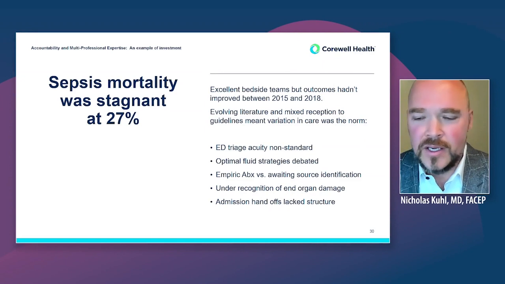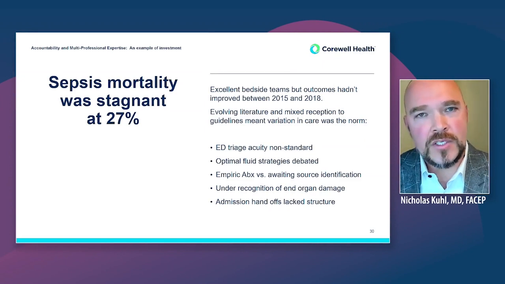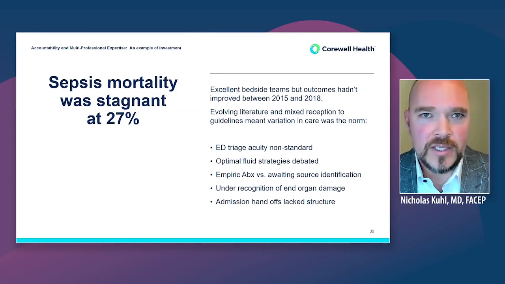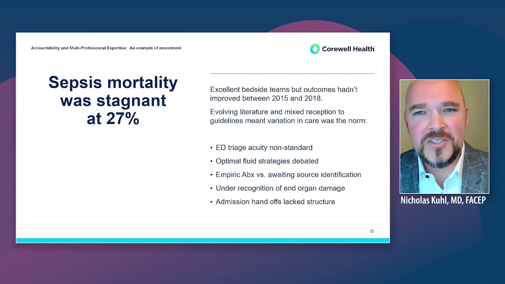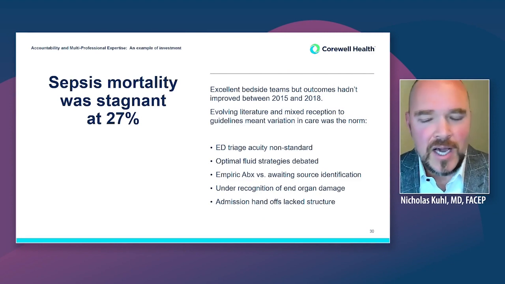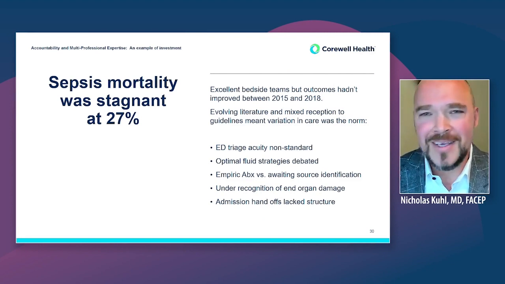We were somewhat stuck in 2015 through 2018. We were wanting to improve our mortality, but we were stagnant at 27%. We had teams working around the edges, but we struggled with variation in process. There were mixed reviews of the evidence and guidelines, and it was time for a reinvestment. Next slide.